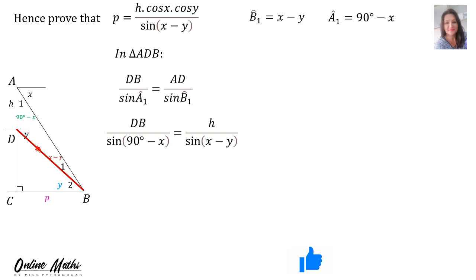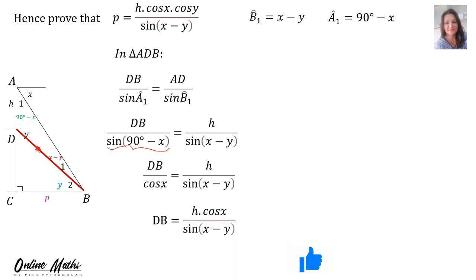Now we find this sin of 90 degrees minus x. Do you agree that's a reduction formula and a cofunction? So that thing reduces to cos x. And now we can find DB. We make DB the subject of the formula by multiplying with cos x both sides. Now we have DB, the link between the two triangles. DB's length is h times cos x over sin of x minus y.